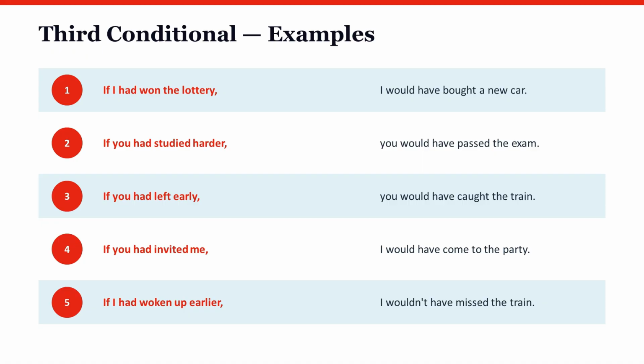Example 3. If you had left early, you would have caught the train. But you left late, so you missed the train. Example 4. If you had invited me, I would have come to the party. But you did not invite me, so I did not come. Example 5. If I had woken up earlier, I would not have missed the train. But I woke up late, so I missed it. In every example, the third conditional talks about the past and imagines a different result.